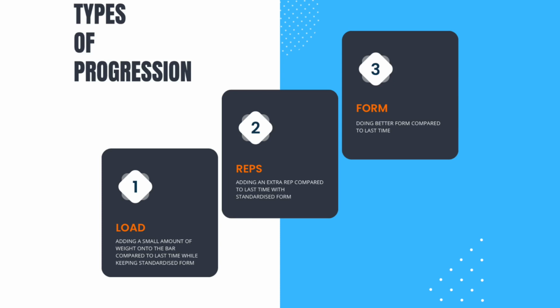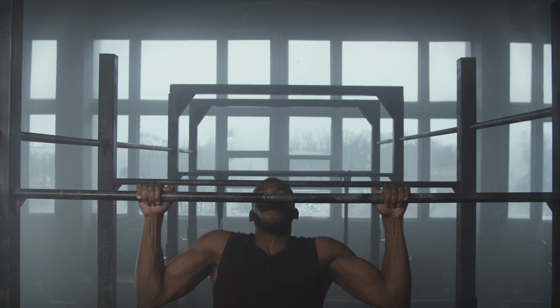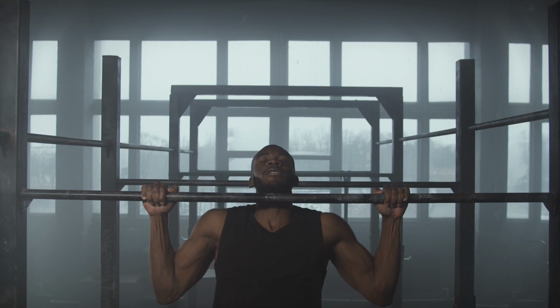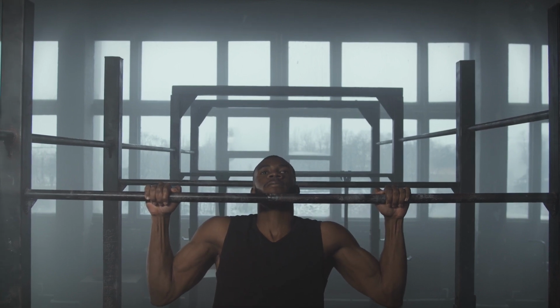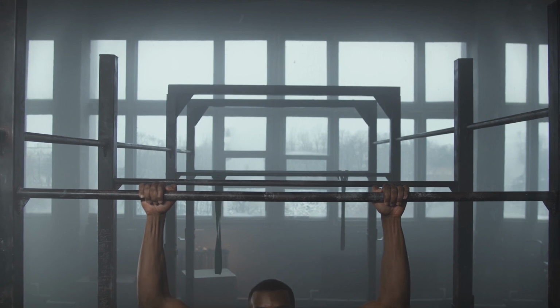The first aspect of this progression guide is standardizing your form. What standardizing form means is just making sure each rep in each set is the same compared to last time. It's very effective once you start using it correctly, but it does take some time to learn and practice, and you need to be strict on it to make sure you're actually doing it.